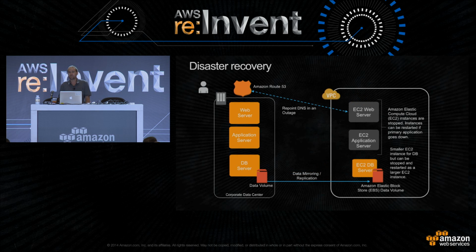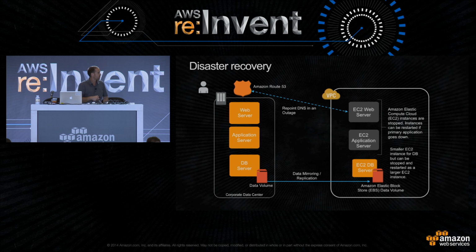The last example I have before we move on to the next section is disaster recovery. We have 4 different disaster recovery scenarios. If you've ever seen our disaster recovery white paper, it's a good white paper to take a look at. It talks about 4 different scenarios: backup and restore, pilot light, warm standby, and multi-site active-active. So this is an example of the pilot light scenario.